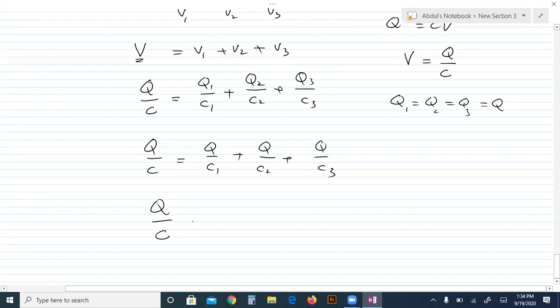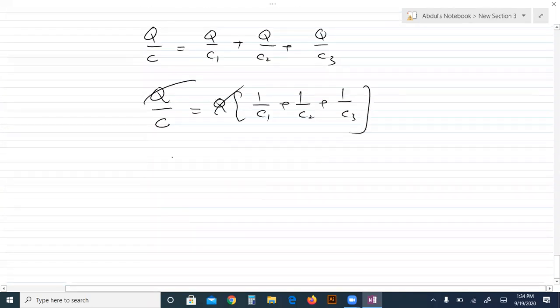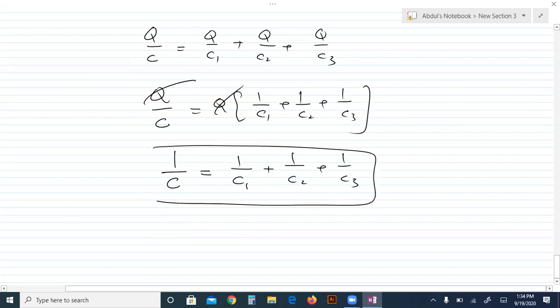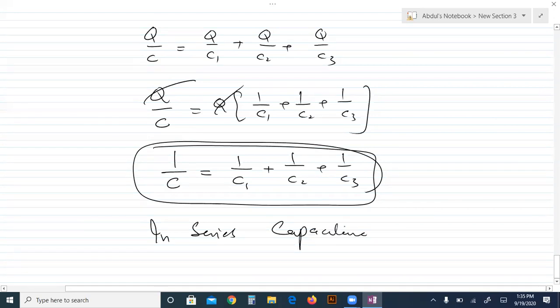So Q divided by C total, taking Q common: 1 over C1 plus 1 over C2 plus 1 over C3, and Q cancels. So the total capacitance in series is given by 1 over C total equals 1 over C1 plus 1 over C2 plus 1 over C3. So it is totally opposite to the resistor formula. Hence, in series, capacitance decreases.